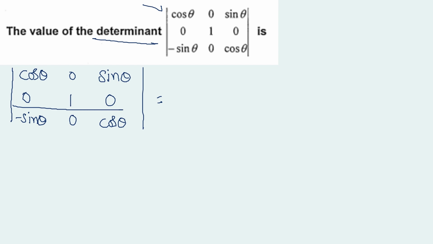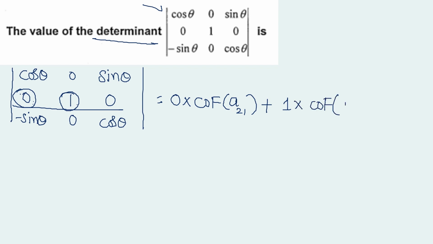So we can write the determinant as: the first element of that row is 0, so 0 times the cofactor of that element, that is the cofactor of a21, because 0 is in the second row, first column, plus the second element, that is 1. So 1 times the cofactor of that element, that is a22, plus the third element, that is 0 again. So 0 times the cofactor of that element, that is a23. Now the product of anything with 0 is 0.